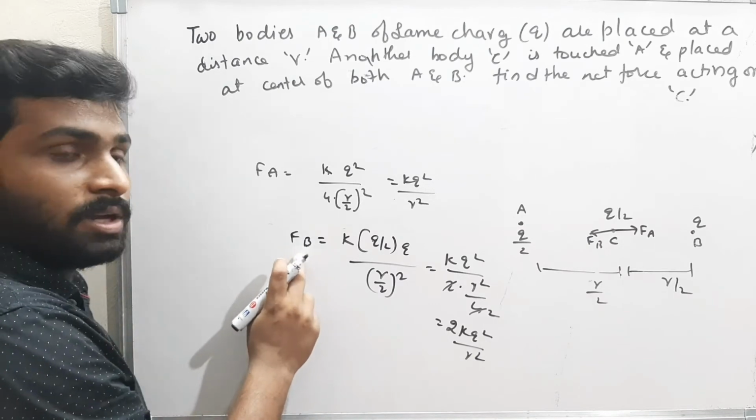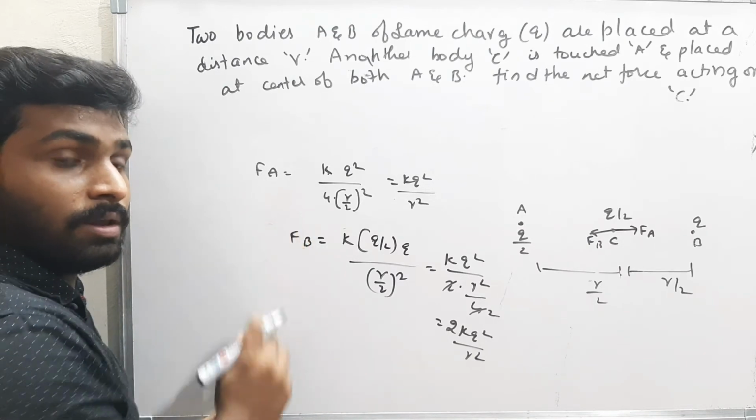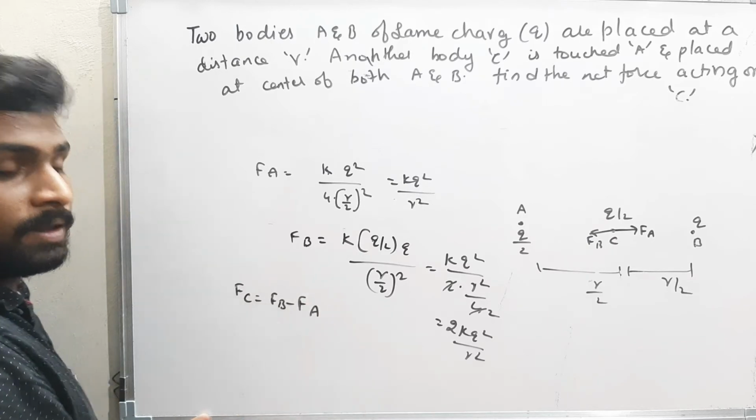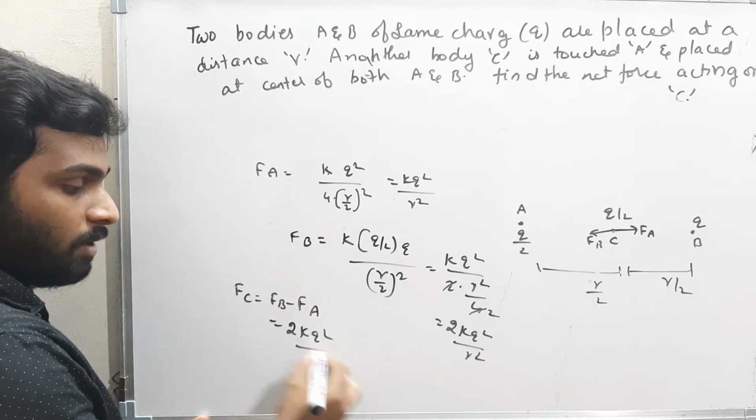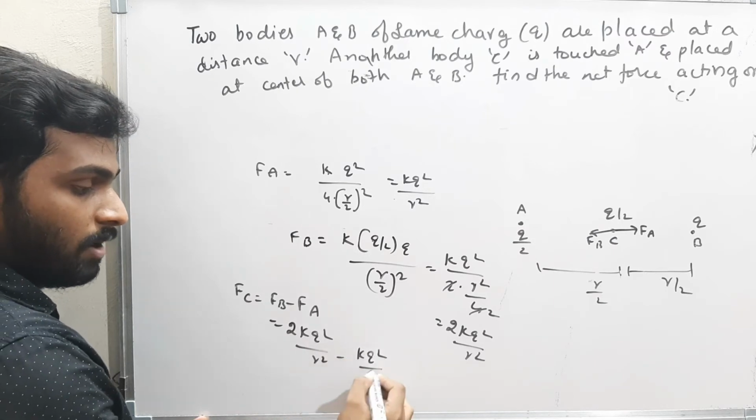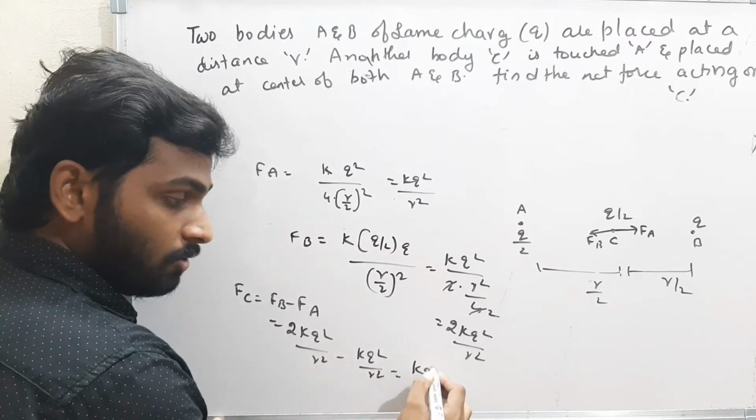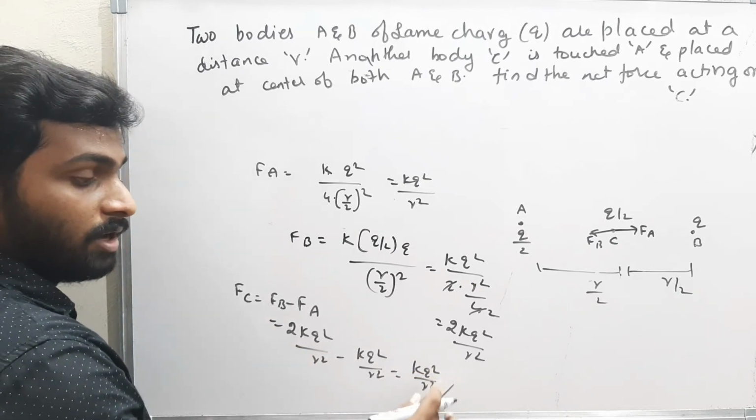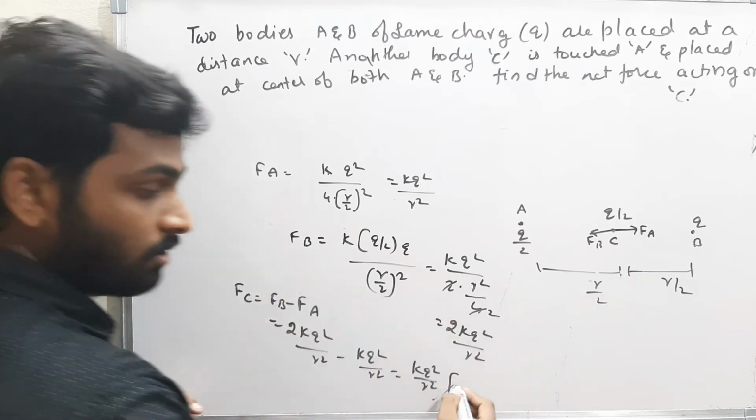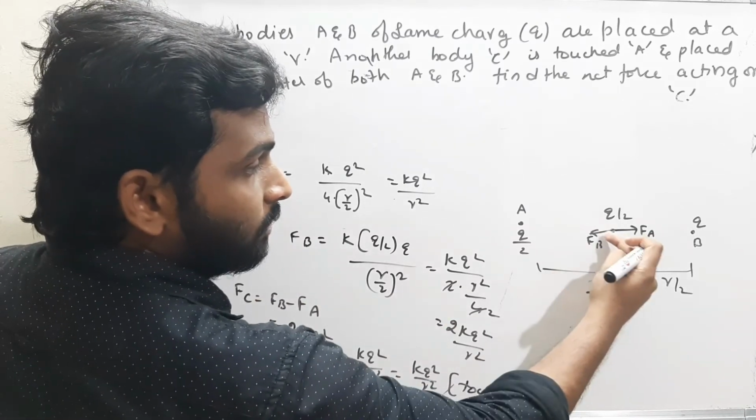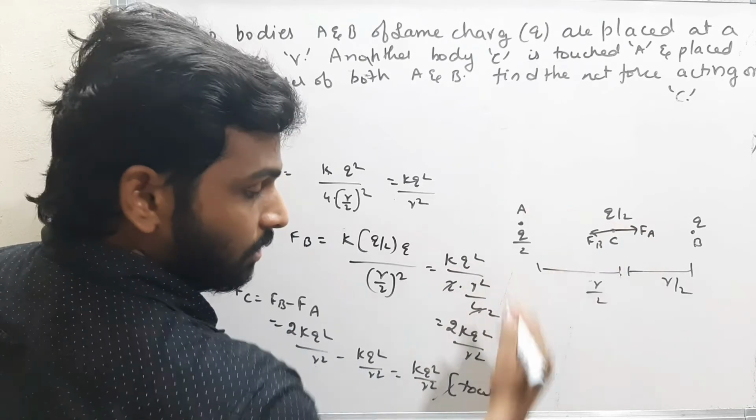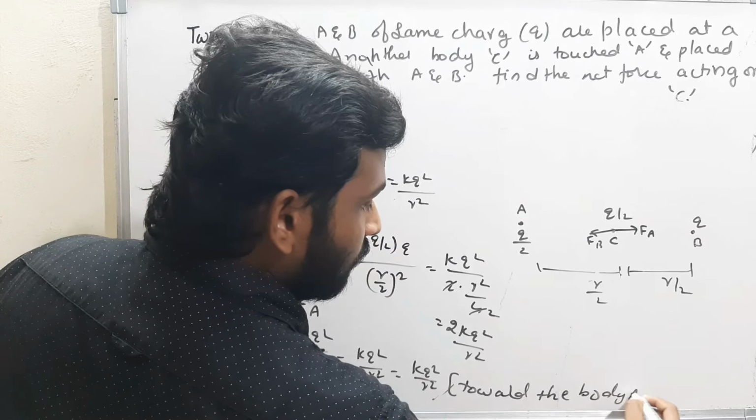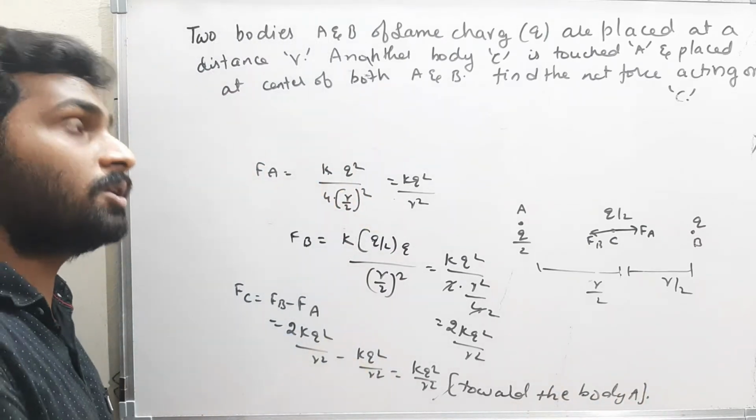Now, which is greater? Fb is greater or Fa is greater? Fb is greater than Fa. Therefore, the force on C is nothing but Fb minus Fa. Therefore, what is that? 2K Q square by R square minus K Q square by R square. That is nothing but K Q square by R square. The force acting on the body C is nothing but K Q square by R square. The direction: what is the direction of Fb? The Fb direction is towards the body A. Therefore, towards the body A. That is the answer. Okay, now we'll see the next problem.